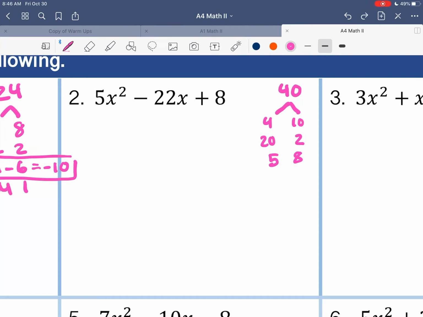But this one, we're trying to make it add to our b value still. So our b value being negative 22, we should make both of these negative so that it adds to be negative 22.